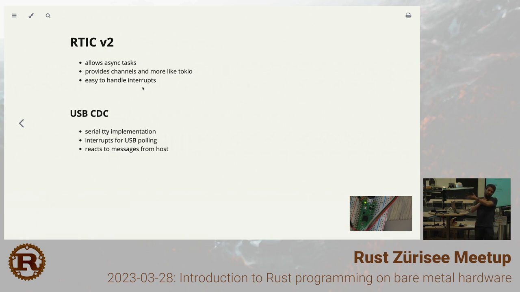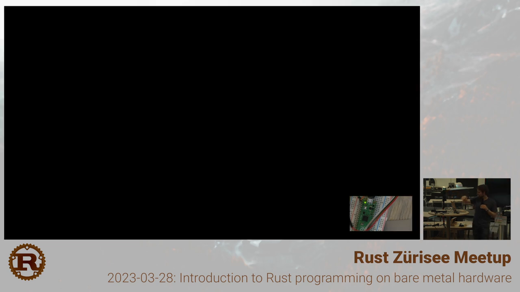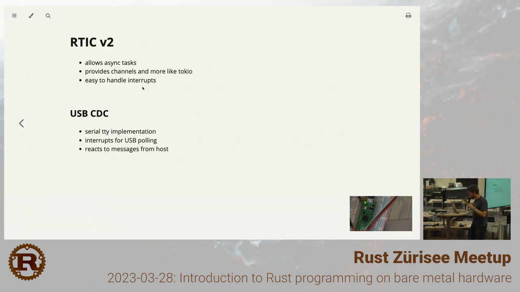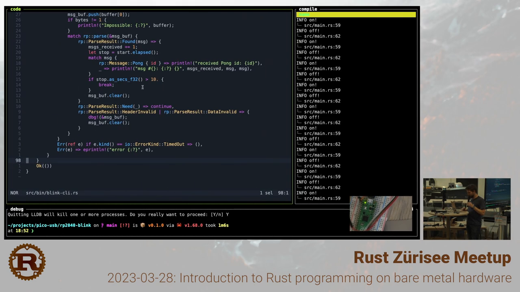But there are interrupts happening on the microcontroller, luckily, when a polling request is coming in over USB. And that's where RTIC is helping us, doing this in parallel, reacting to the polling requests and running our actual blinking code. And on top of this, parsing the message and reacting to it. All right. Code again.